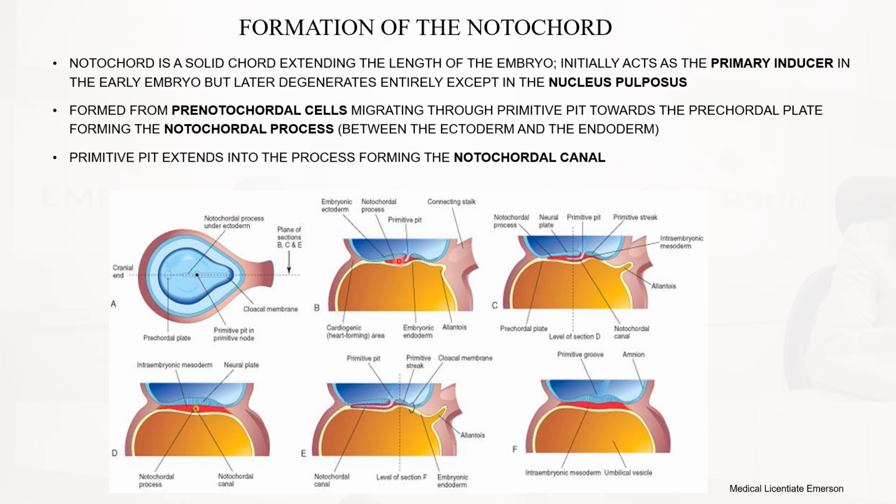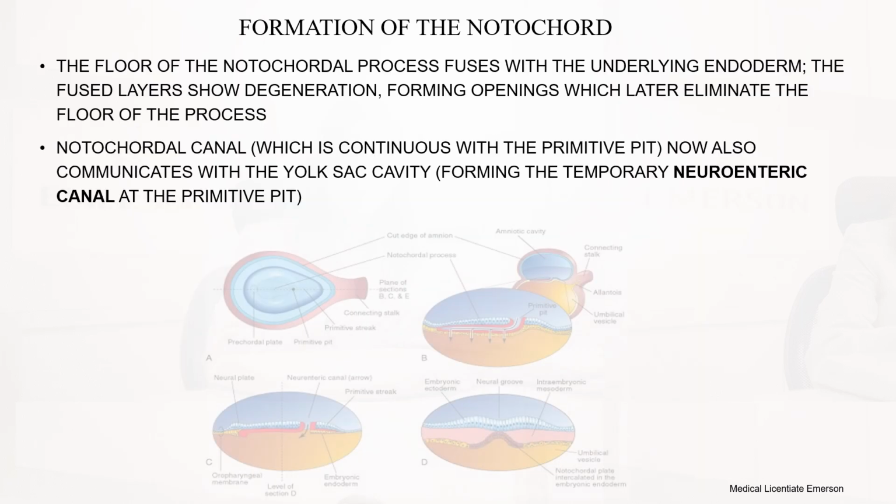Then the primitive pit started to extend into the process, forming the notochordal canal. The primitive pit, I'm sure you have seen, was very small here. Pay attention to the pointer. The primitive pit was very small here, and here it started to extend. And even on this part, it has extended largely, and it has now formed the notochordal canal. So we are done on this one as well.